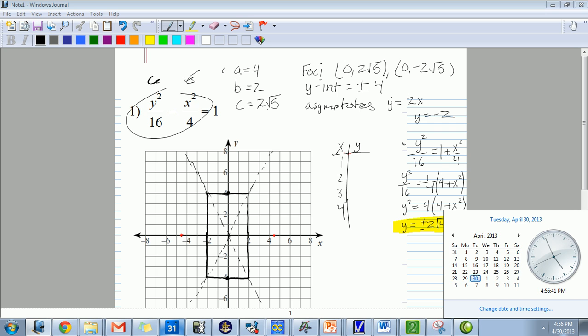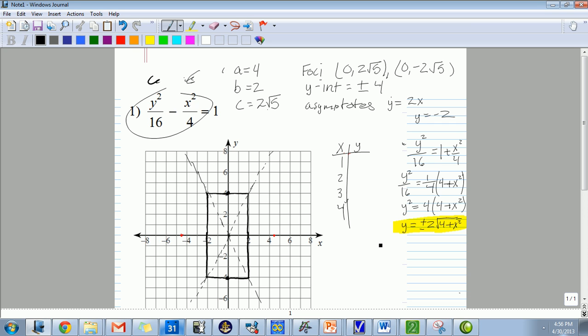When I plug in 1, I get 2 times the square root of 4 plus 1, which is 5, so 2 times the square root of 5, which is 4.5. I'll say 4.5 to round it. All right, so for 1, I'm going to put 4.5. If I plug in a 2, I'm going to get 2 times the square root of 8, and that gives me 5.7. Same difference. So I'm going to put 5.7.